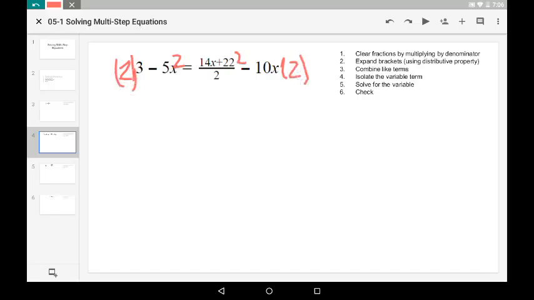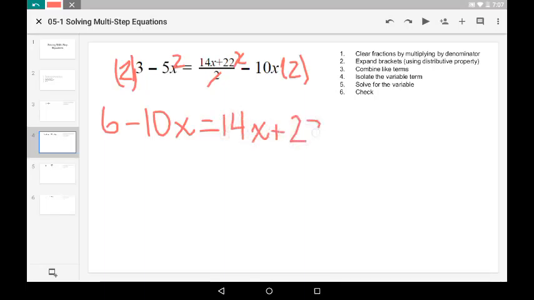So over here, first term, 2 times 3 is 6. Negative 5x times 2 would be negative 10x equals, these 2's will cancel out, which is exactly what we were going for. We have 14x plus 22 from that term. And then the last term we have negative 10x times 2, so that would be negative 20x.